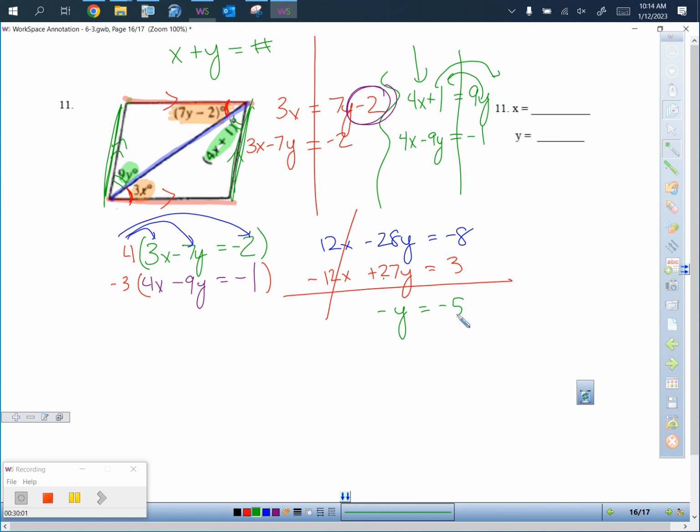I don't care about what negative y equals. I want to know what y equals. So wouldn't you divide both sides by negative 1? What would y equal? 5. Boom. Put them in the answer blank. I have found y. Guess what I still need to find?